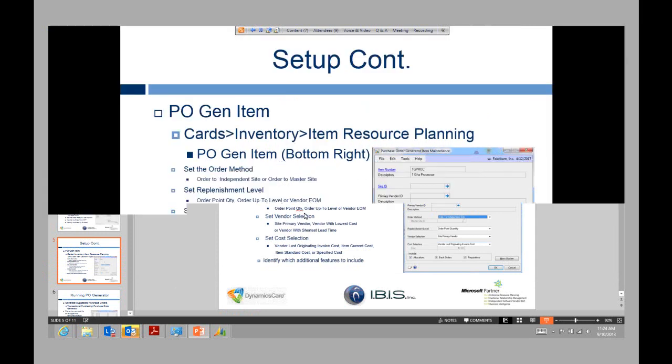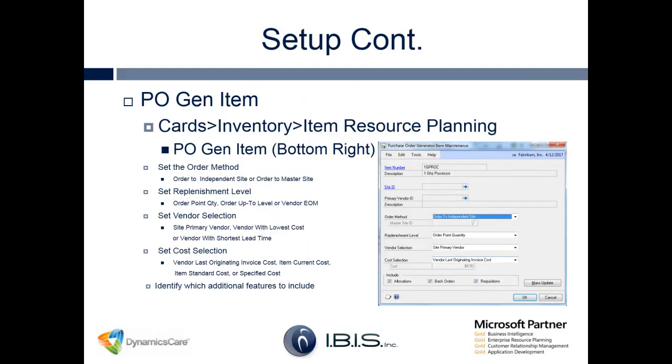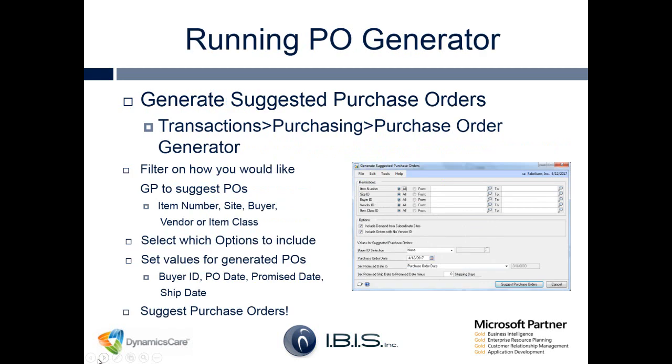Okay, so we went in to the item resource planning. We set the order method. We want it to come to a site. We set the replenishment level. We want to order to our order point quantity, so it's going to order in increments of 25. We've set the vendor selection. We want the one with the lowest cost. We've set the cost selection. Well, we want what we got invoiced for last time because that was correct. And then we identified the features we want to include. Once we've set these criteria, now we're able to go in and start generating POs.